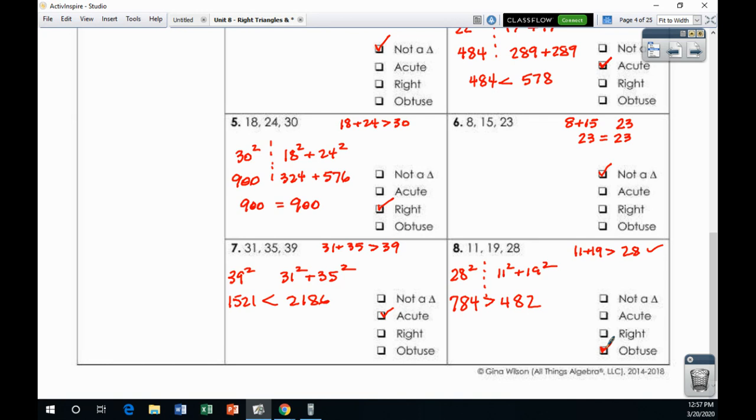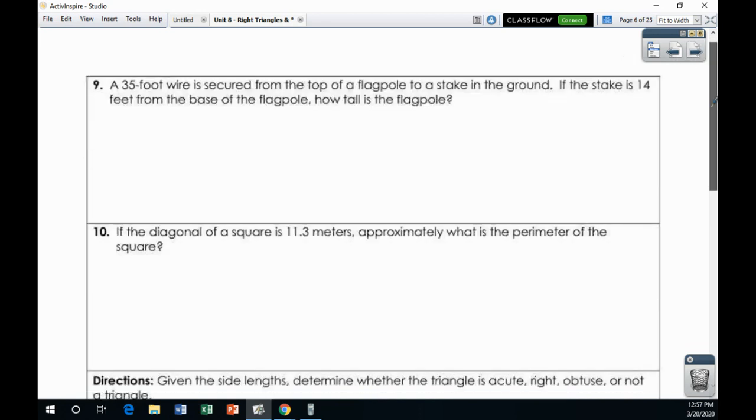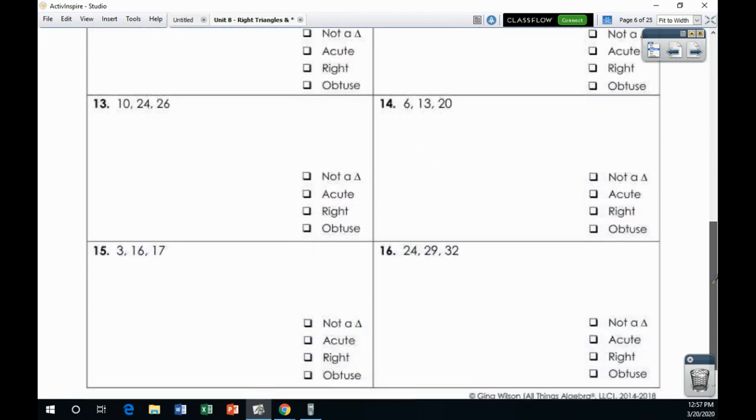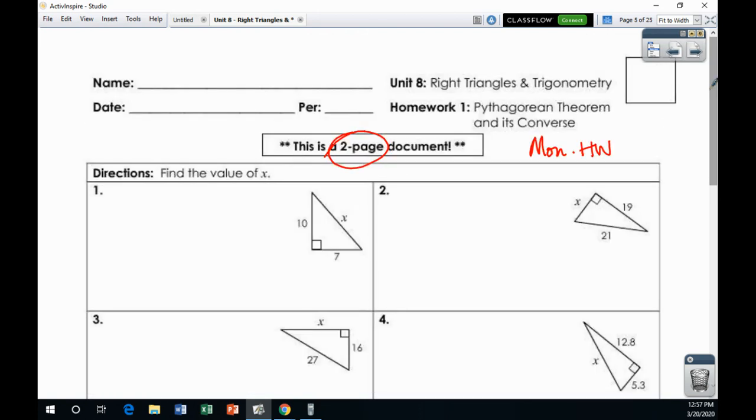All right? So guys, on the next 2 pages here, this is your homework assignment. This is a 2-page document, so make sure you're doing all of those. Pretty easy. 16 problems, shouldn't take you very long. Please, please, please try to upload this to Google Classroom so I can make comments on it and give you some individual feedback when you turn it in.